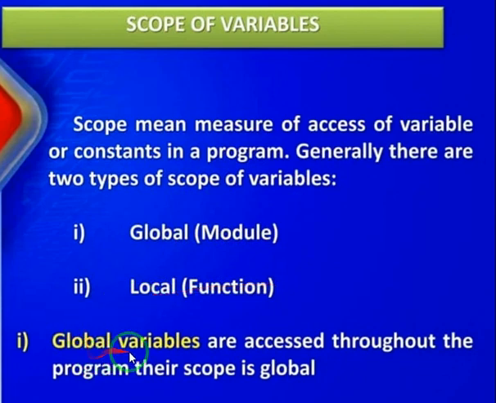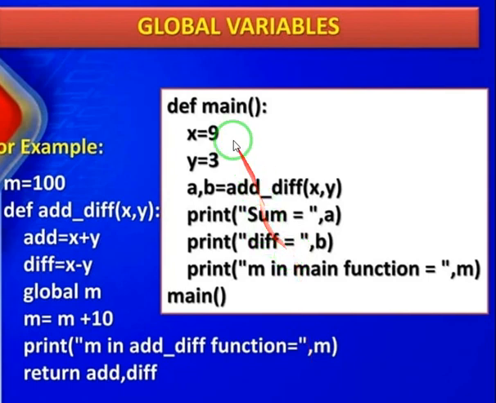Now, as the name suggests, global variables are accessed throughout the program. Therefore, their scope is global. They can be accessed outside the function, inside the function, wherever in the program. So this is one example where we take m equal to 100 and we just put it as global m. So now the value of m will remain constant inside the function, outside the function, and it will always be 100.